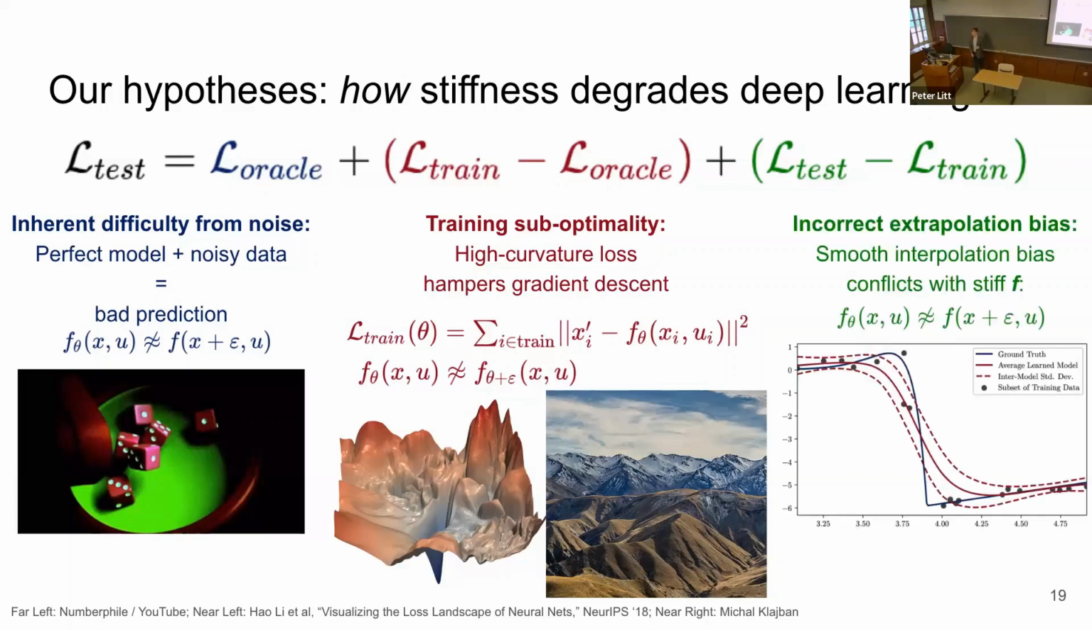And thirdly, there's the discrepancy between training time and test time error. And as we explained, neural networks tend to do a smooth extrapolation, but because our dynamics are stiff, the underlying function that we're trying to model is actually discontinuous. It's not smooth at all. And so there's a fundamental disagreement between the assumptions in these methods and the reality of the real systems that we're trying to recover the behavior of.